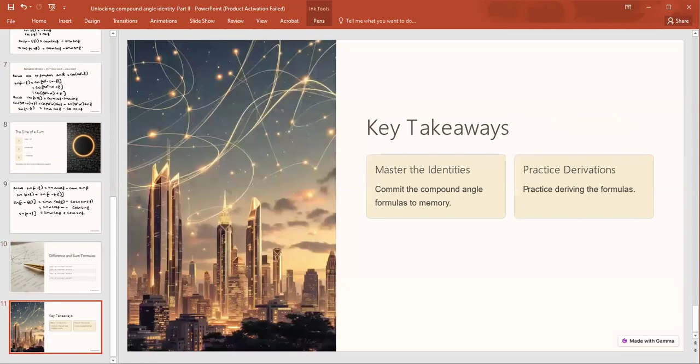Here are a few key takeaways. You remember that you have to commit the compound angle formula to memory. You have to master these identities and you have to practice deriving this formula.